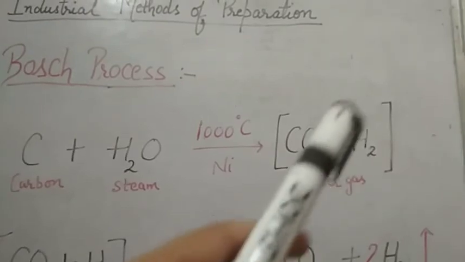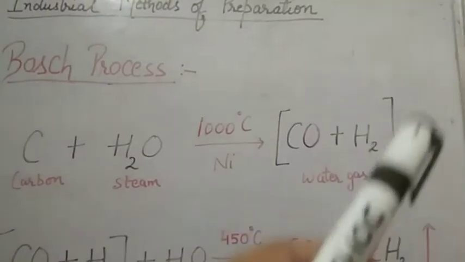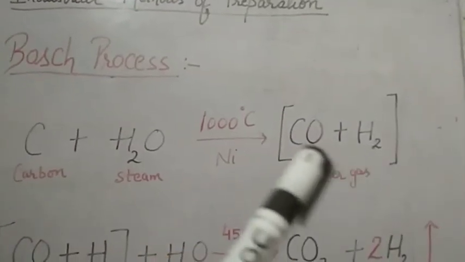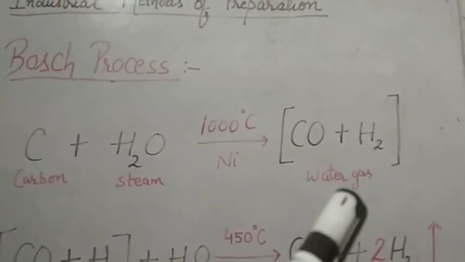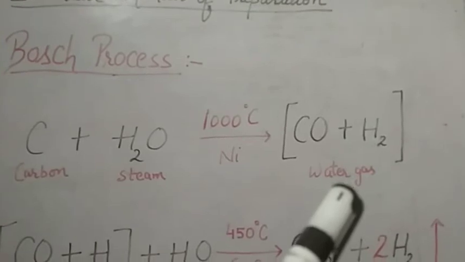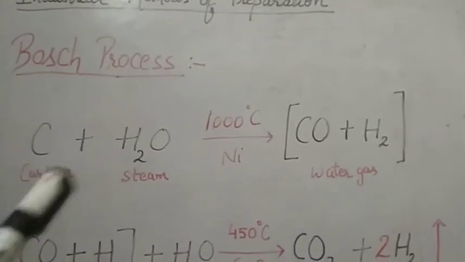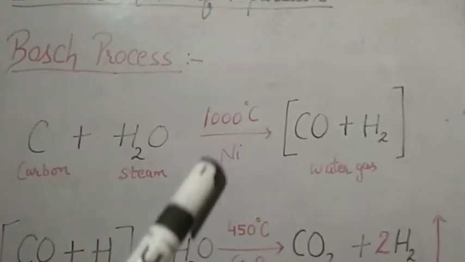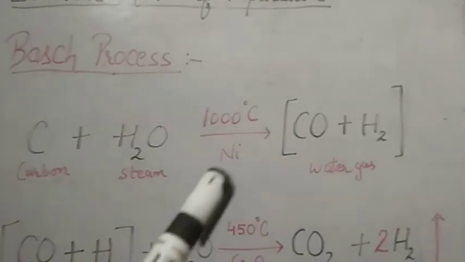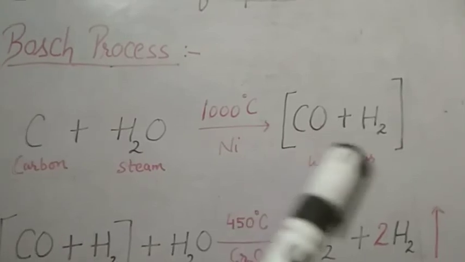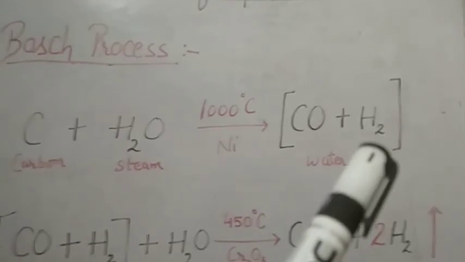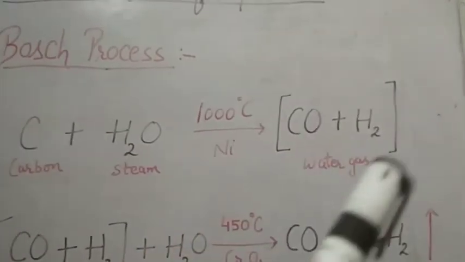Here we are not getting pure hydrogen gas. It is a mixture of carbon monoxide and hydrogen gas, which is known as synthesis gas or water gas. So when we treat red hot carbon with steam at 1000 degrees Celsius in the presence of a catalyst, that is nickel, we get water gas, a mixture of carbon monoxide gas and hydrogen gas. So here we are not getting pure hydrogen gas.